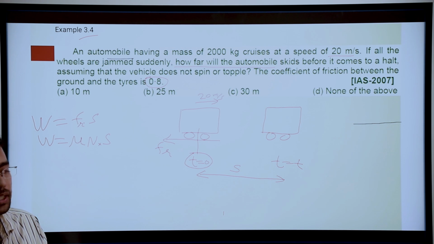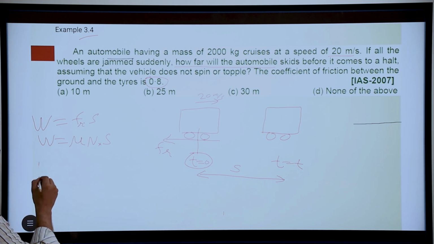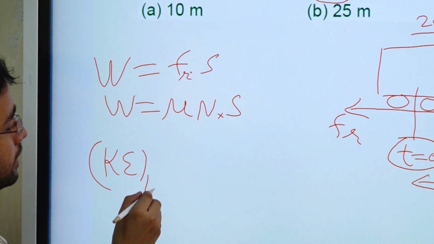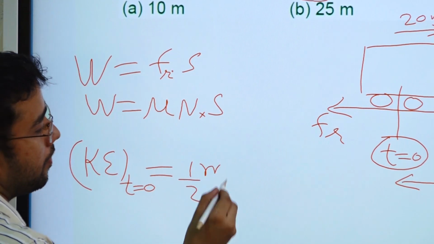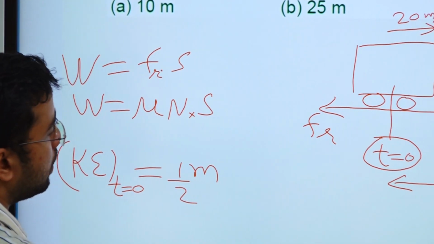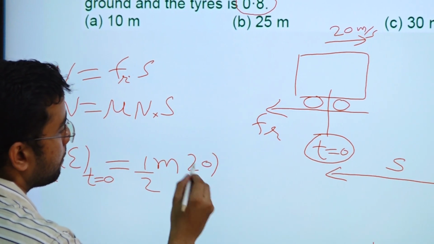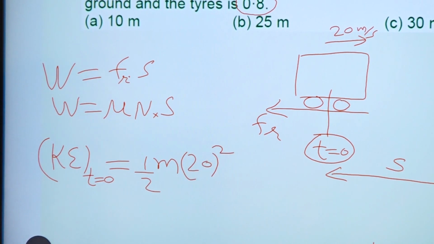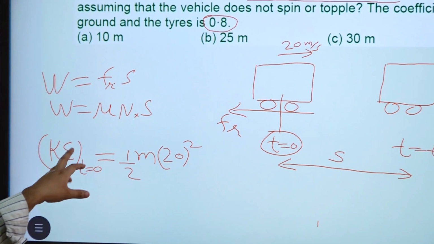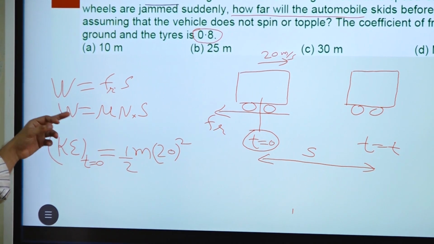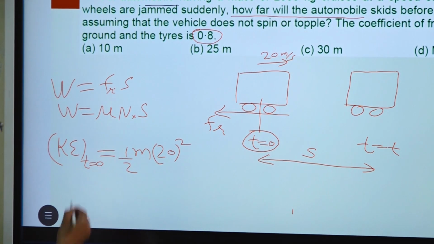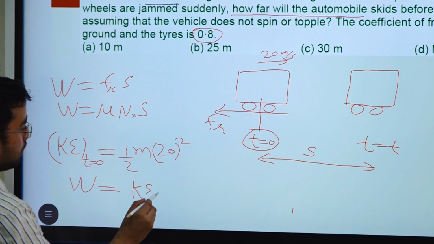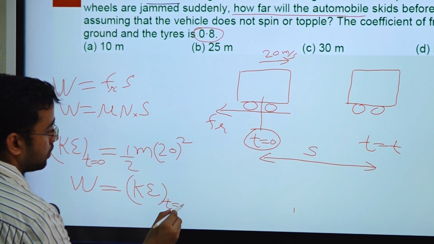And what is the formula of kinetic energy? Half mv square. So kinetic energy at t equal to 0 will be equal to half mass of the automobile into 20 square, right? So this kinetic energy is going to change into work done by friction, and finally that friction work will change into heat, right? So both these things should be equal. Work done should be equal to kinetic energy at t equal to 0, right?